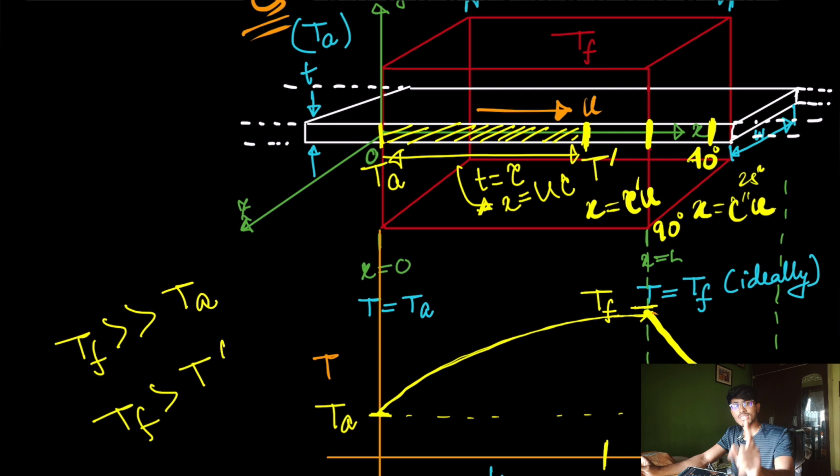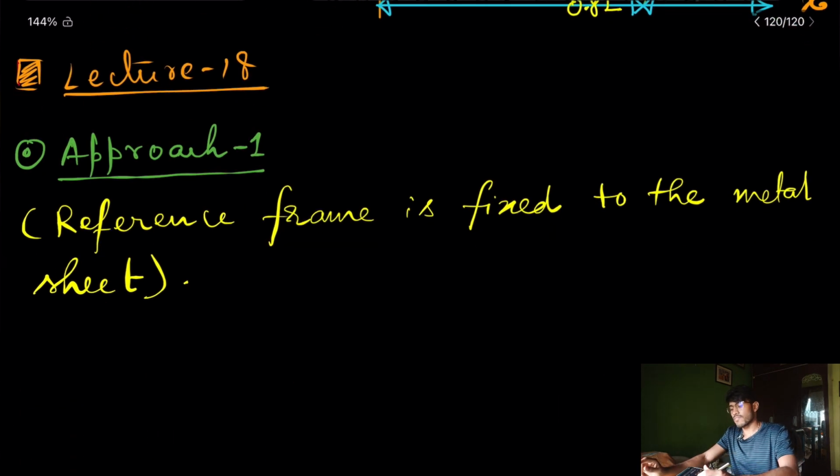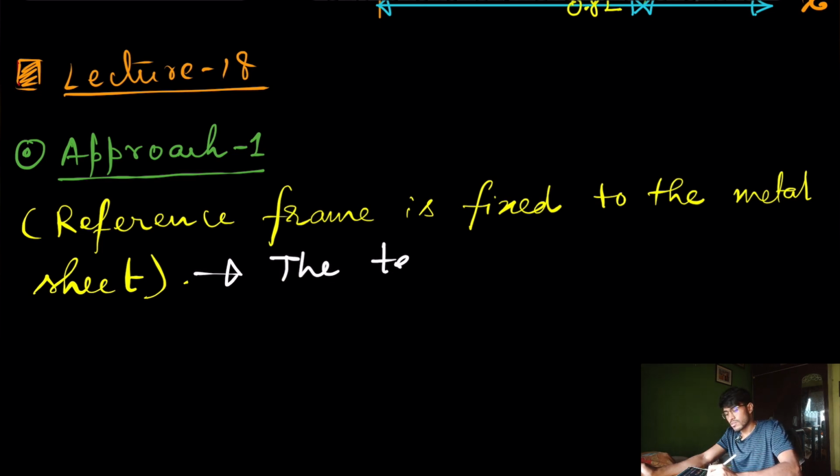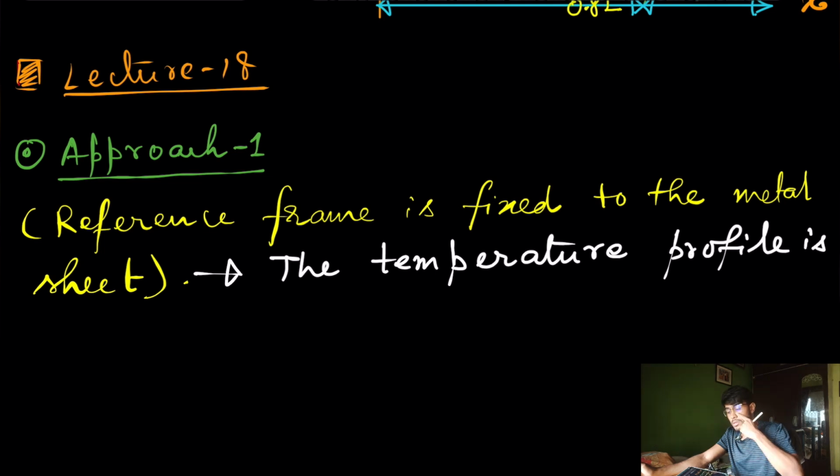So if you are sitting on the metal sheet, you are observing the change of temperature with respect to time. I hope that is pretty much clear. That means if my reference frame is fixed to the metal sheet, then I will see the temperature profile changing with time.